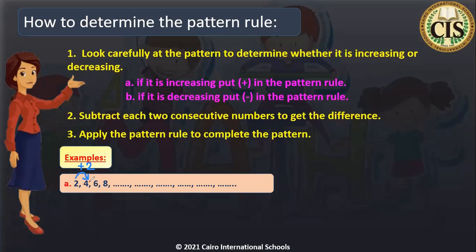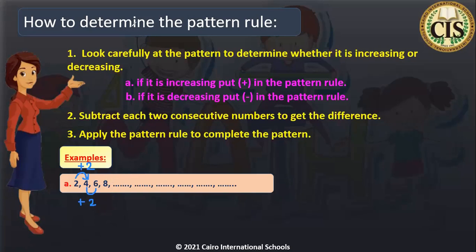2 plus 2 equals 4. Let's check again. Subtract 6 minus 4. 6 minus 4 equals 2 also. And the numbers are increasing, so I put a plus sign. So each time we are adding 2. Great, Sama. Bravo. So 6 plus 2 equals 8.